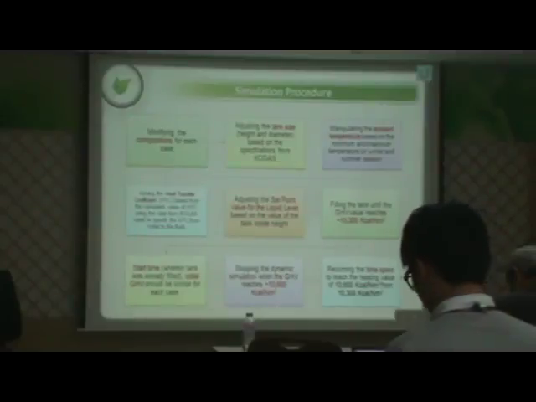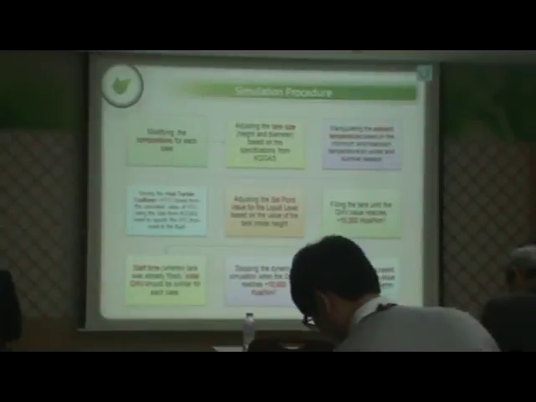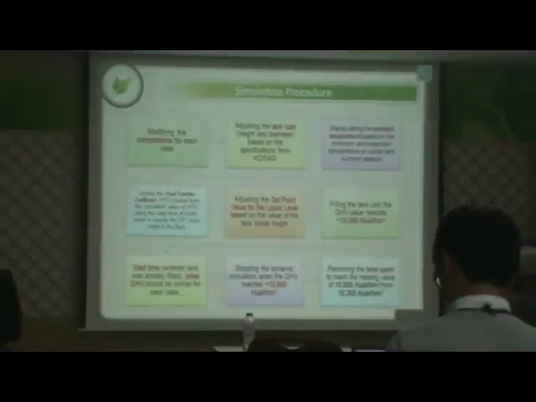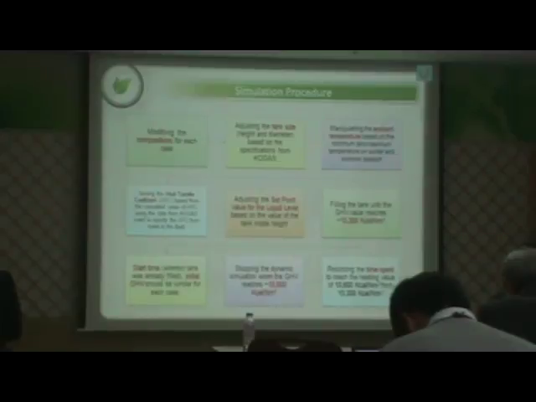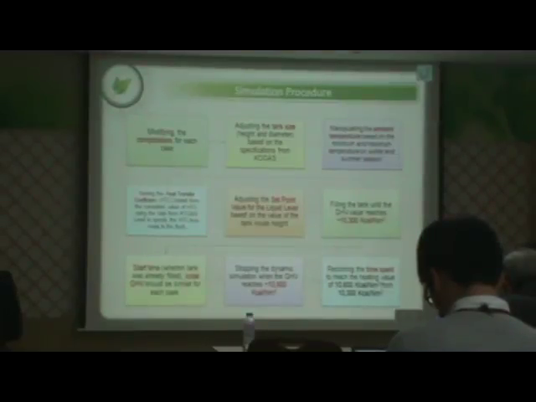So first, we modify the compositions for each case, and then we adjust the tank size, the height and diameter, based on the specifications from CODES. And then we manipulate the ambient temperature based on the minimum and maximum temperature in winter and summer season. And then we vary the heat transfer coefficient based on the calculated value of HTC using the data from CODES. And then we adjust the set point value for the liquid level based on the value of the tank inside height. And then we fill the tank until the GHV value reaches this value.